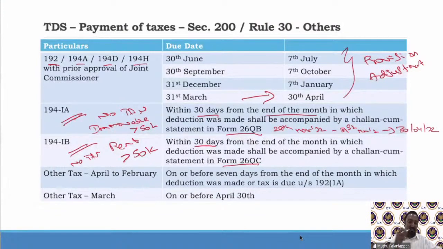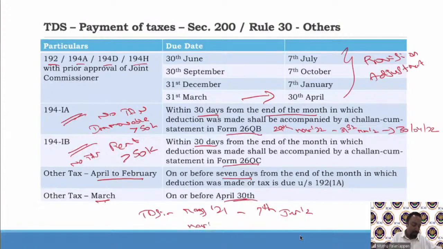For every other case, from April to February, it is 7 days. So if it is, let's say, TDS in May 21, it has to be paid before 7th of June 21. Correct? So that is how it is made. Only for March, it is April 30th. So if it is March 21, it is 30th April 2021. So that is the due date. So this is what you need to understand for TDS payments.